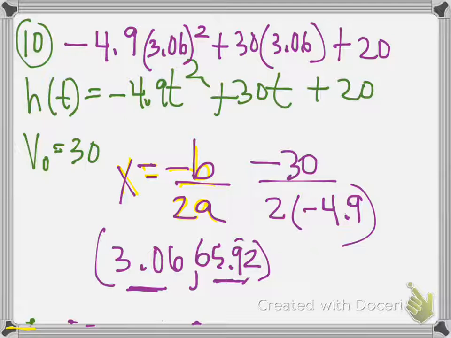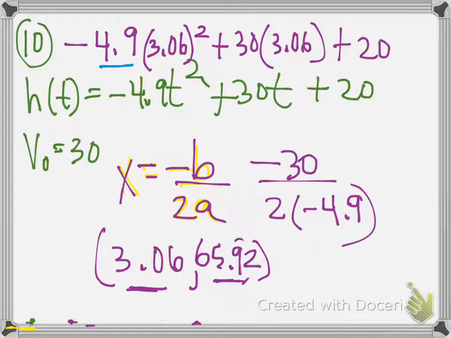This is problem number 10. It says a ball is thrown upward at a speed of 30 meters per second from an altitude of 20 meters. What is the maximum height of the ball? All right, it's meters again, so you're still using the same equation that has to do with meters with your gravity at negative 4.9.